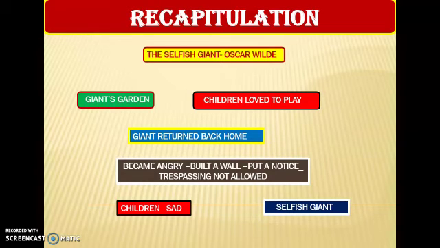To stop the children from coming to his garden, he built a wall and he put a notice, trespassing not allowed. Nobody will enter his garden. The children became sad. Why did he do all this? Because he was a selfish giant. He did not want children to come and play in his garden. He was very mean and he remained in his garden all alone.